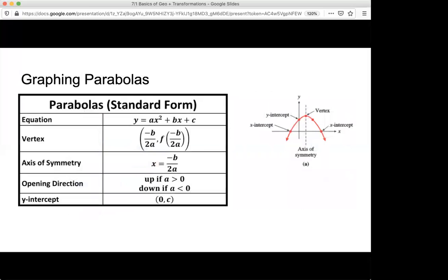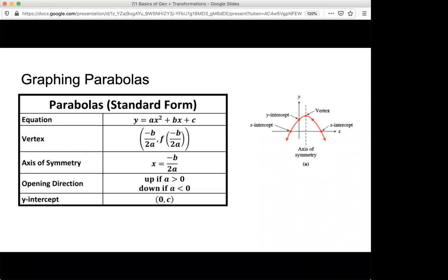So usually you would start with this equation, which is in standard form. To find the vertex, you would use negative b over 2a, which is the axis of symmetry, and then you would plug that in. That would be x. You plug it in to the equation that you already have, and then you would find y, and that would be your vertex.